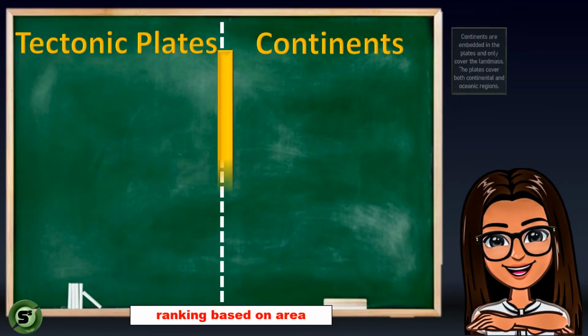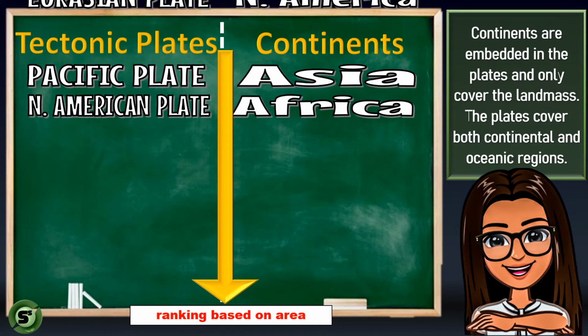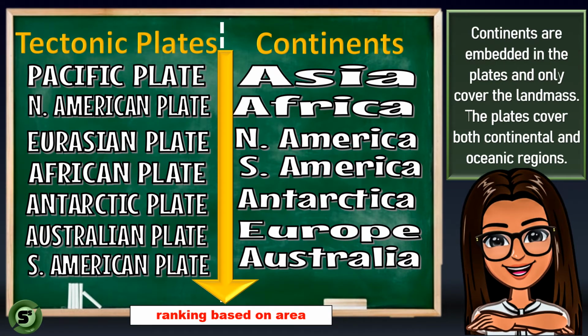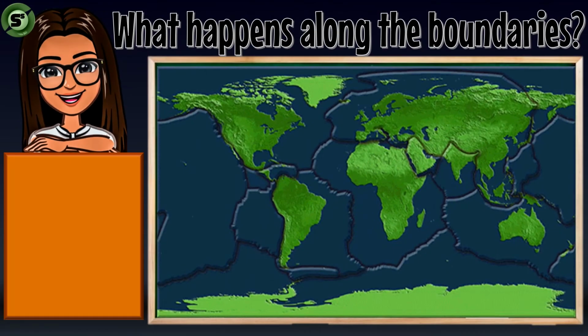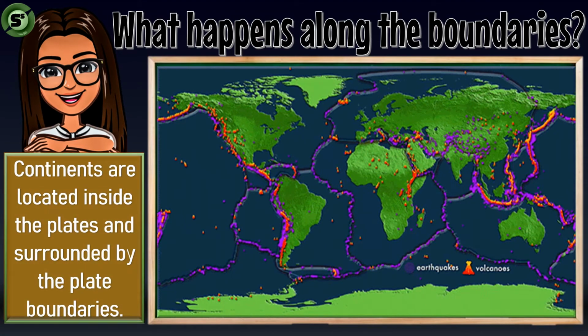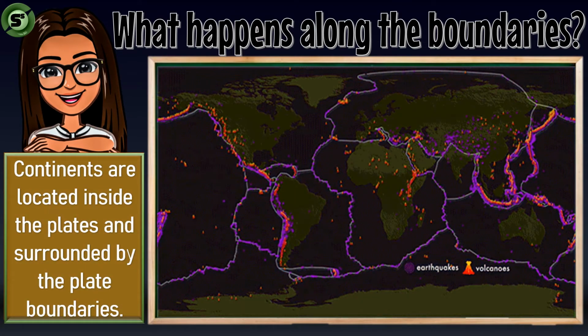We have here the lists of both tectonic plates and continents based on their area, starting from the biggest down to the smallest. Remember that continents are embedded in the plates and only cover the landmass area, while the plates cover both continental and oceanic regions. Continents are located inside the plates, surrounded by the plate boundaries. Watch this and observe what happens along the plate boundaries.